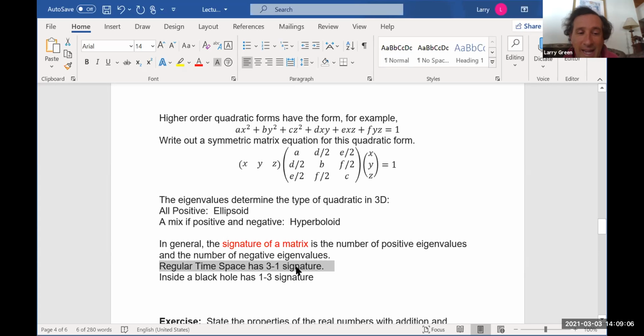On the other hand, if you're unlucky enough and you decided to take your spaceship and go into the nearest black hole, bad idea, by the way, then it turns out your signature switches. And you get 3 negative eigenvalues and 1 positive eigenvalue in the time-space continuum. So that's why I said most of the universe, but not all of it. Inside black holes, everything switches. And I'm not going to be able to explain what's going on, but you can trust me. Things get really weird. Any questions on that? If you do, I'm not going to answer anyway, because it's too hard.